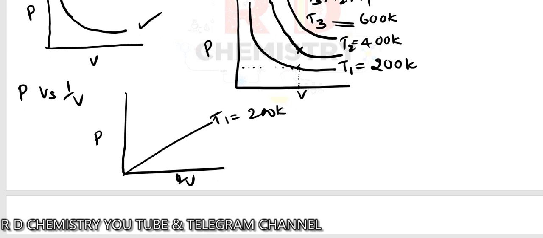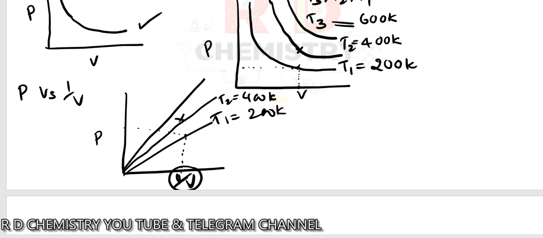For that, let me fix the volume. When I fix the volume, 1 by V is also fixed, somewhere here. For this 1 by V, this is the pressure. I will increase the temperature, but we'll keep the volume the same. Keep the volume same, increase the temperature, pressure increases. The pressure should be more than this. So I'll get a straight line like this. So T2 is equal to 400 Kelvin. If I go for 600, the next line will be here. So T3 is equal to 600 Kelvin. So T3 greater than T2 greater than T1. Fine.